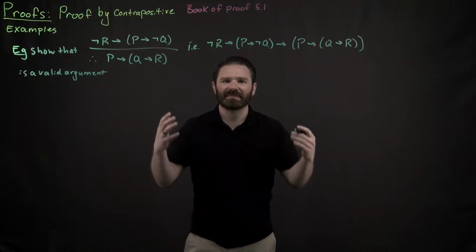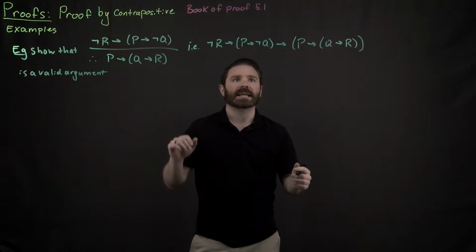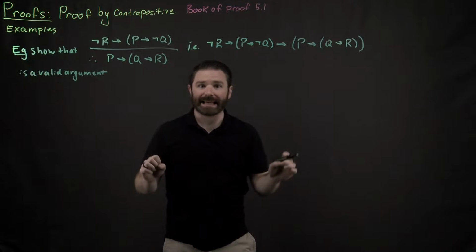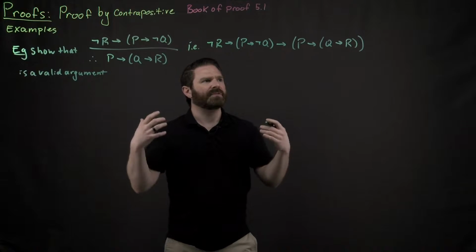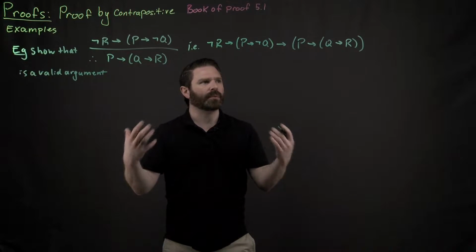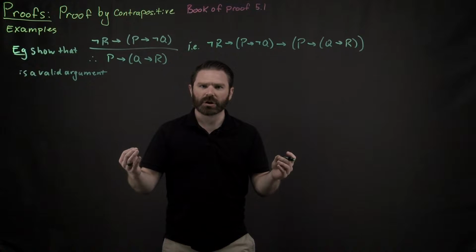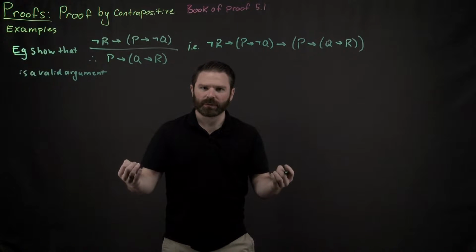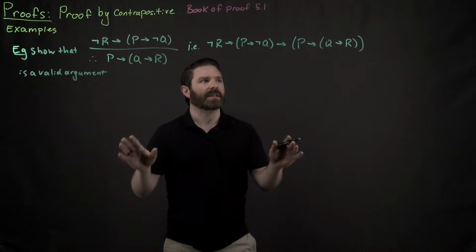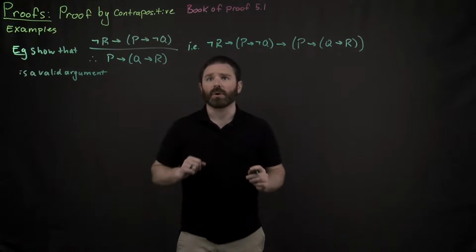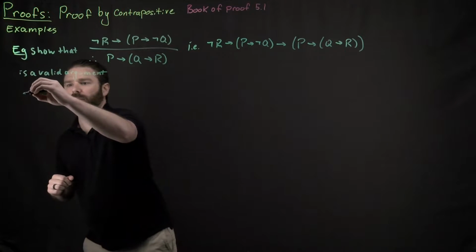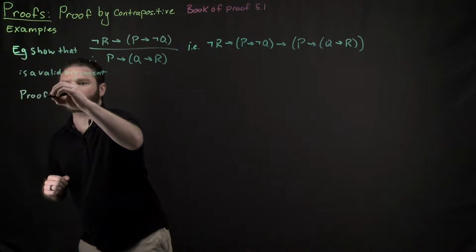And the whole reason why I picked this as an example is because it has many different implications in it. And so we have to be very careful when we do our proof technique to make sure that we're applying our different proof techniques correctly and at the right points. So let's go ahead and prove this.